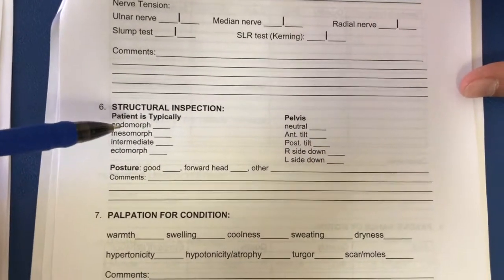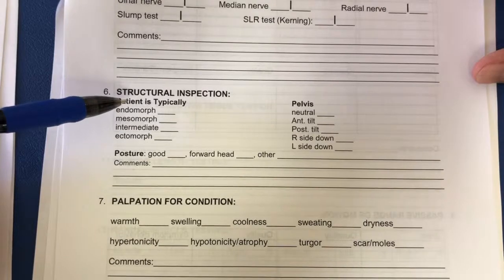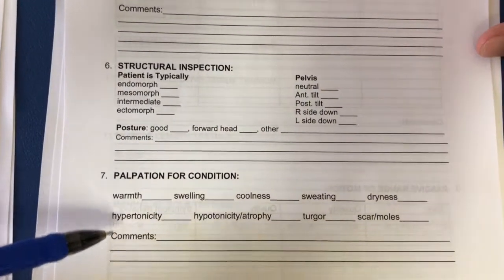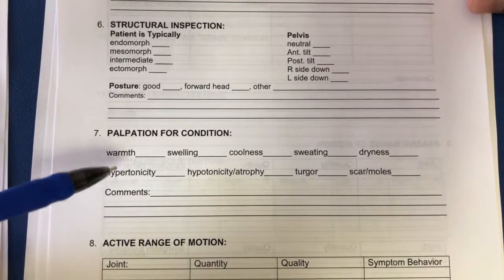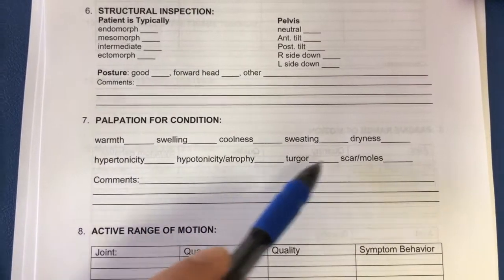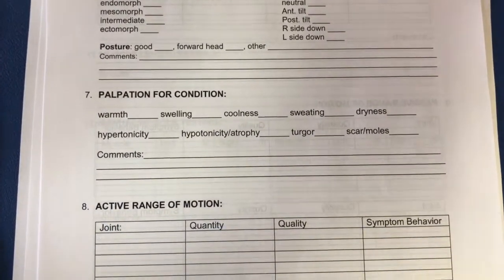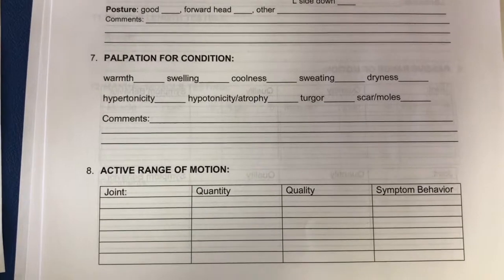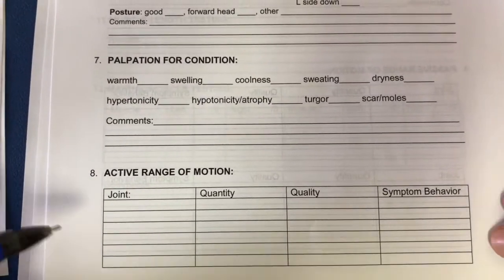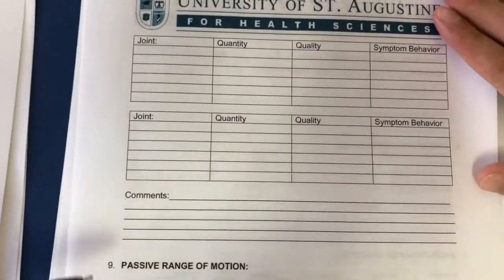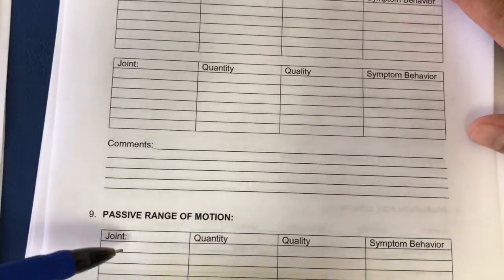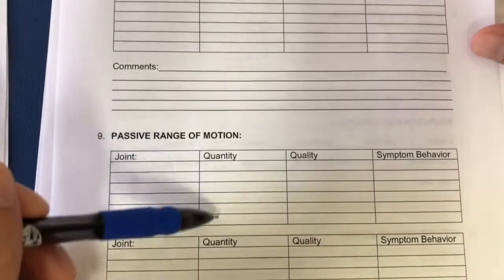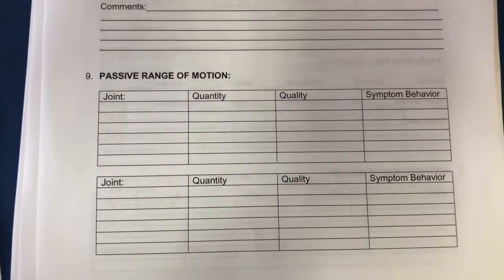Structural inspection, now you're starting to get into the meat of the rest of your exam. Indicate the structural inspection, palpation for condition, and some of these you're given possible options that you can check off. You also have room for comments as you may want to add any additional information. Active range of motion, and you'll see passive range of motion. In each of those sections, you're given these little charts where you can indicate what joint motion you're going through and quantity, quality, and any symptoms that might be experienced with those motions.